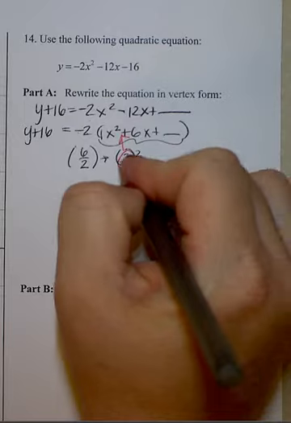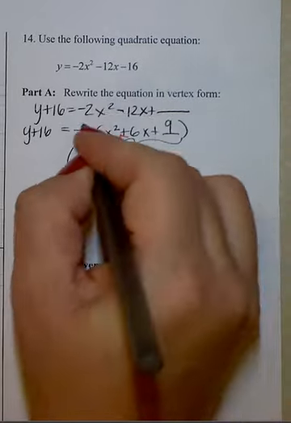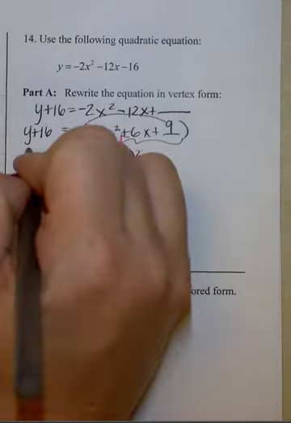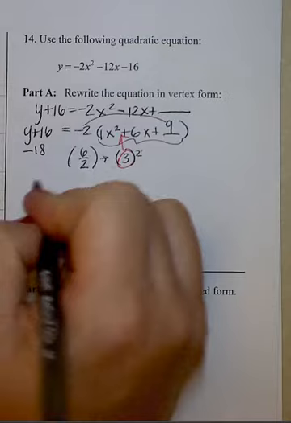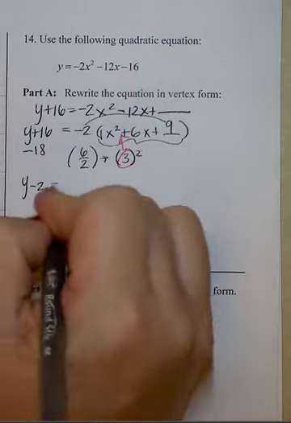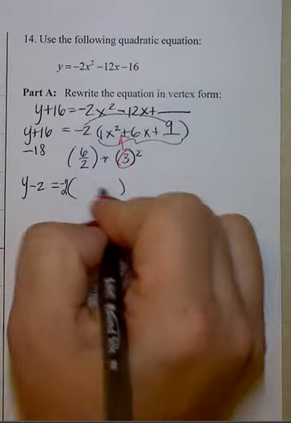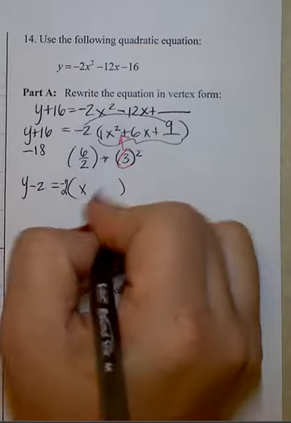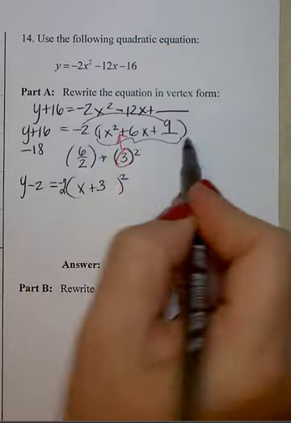3 squared is 9. I did not just add 9 to the right. In fact, I added a negative 18. So to keep the equation balanced, I added negative 18 to the left. Combining like terms, now I can rewrite this portion as x plus 3 quantity squared. This is equivalent to this, bringing down the negative 2.